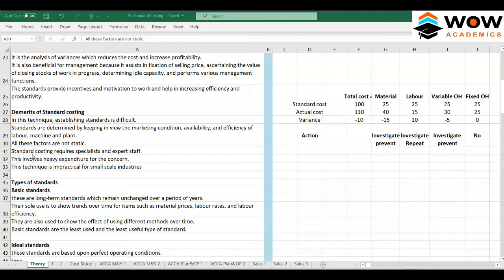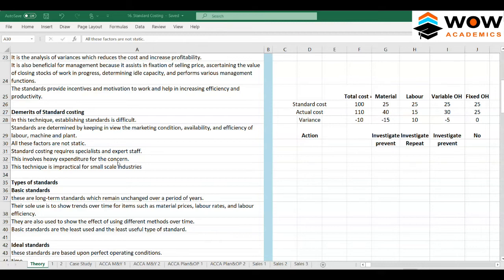Standard costing requires specialist and expert staff. So setting the standard itself cannot be done by all people or even a financial accountant. It can only be done by a management accountant who studies all the variables properly. So it requires a consultant from outside or a full-time management accountant. This involves heavy expenditure for the concern.